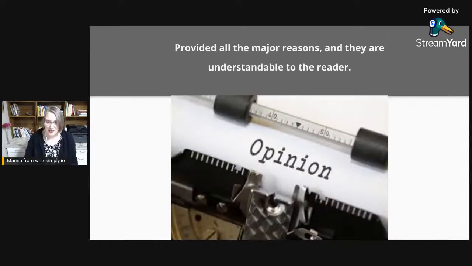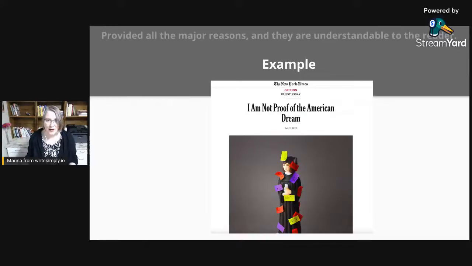Here we go. Our first example, so I am going to the New York Times to their opinion pieces. Now, these are not 250-word opinion essays, which you might be doing for an IELTS test or another sort of English language test. Totally fine. If we're doing a 250-word essay, we're going to have fewer reasons, but they still need to be understandable to the reader.